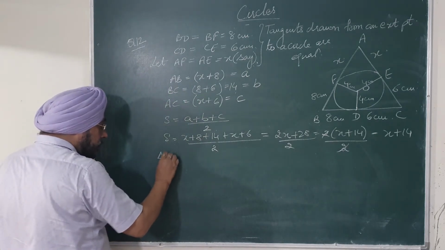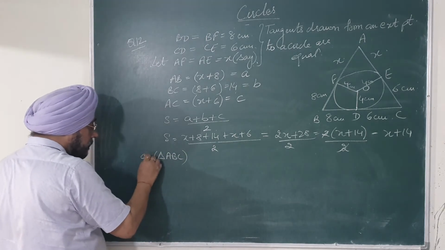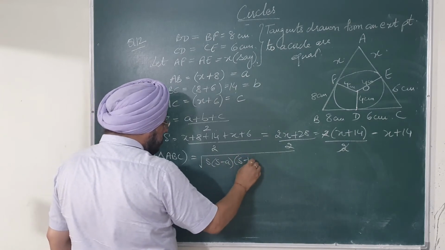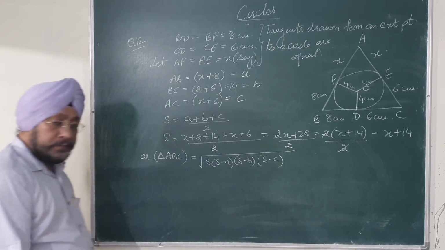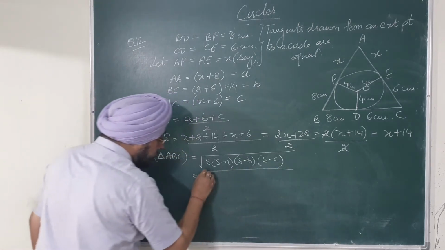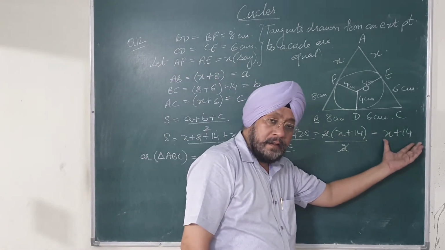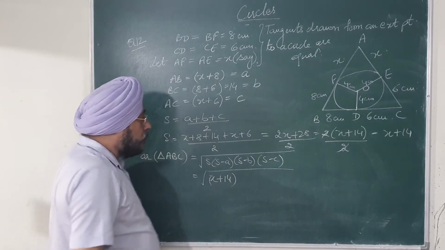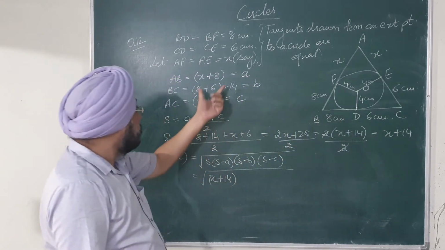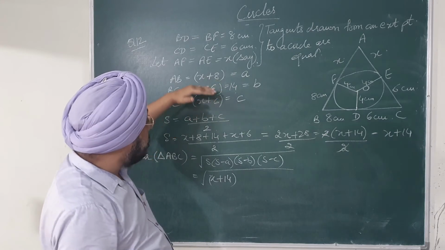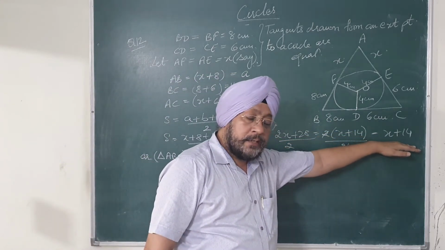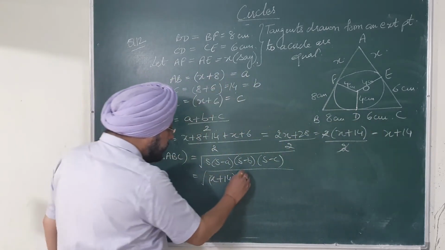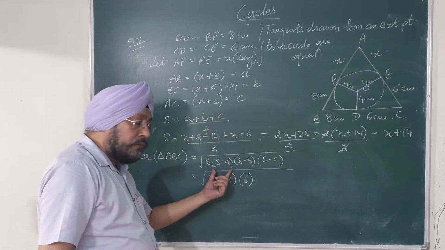Now let us find the area of triangle ABC by Heron's formula, that is the square root of s into s minus a, s minus b and s minus c. So what is s? We have recently calculated s as x plus 14. This is the first bracket. So what is s minus a? a is x plus 8. It means if I subtract x plus 8 from x plus 14, x is cancelled with x and we get 14 minus 8, that is equal to 6. So this is the value of s minus a.